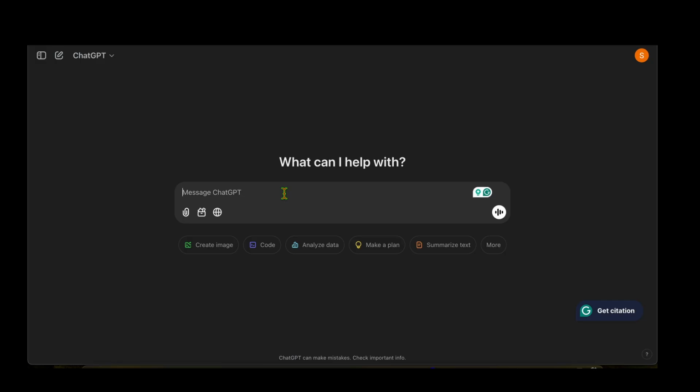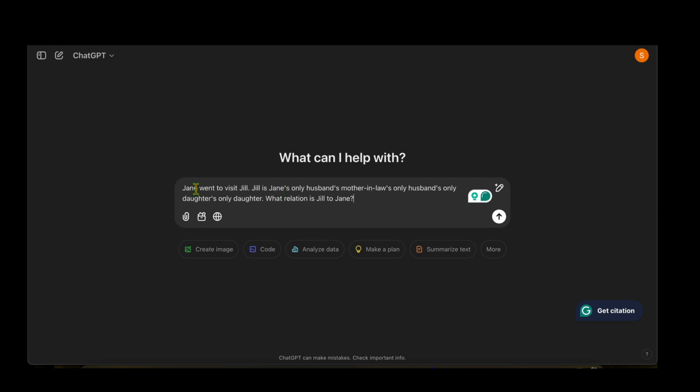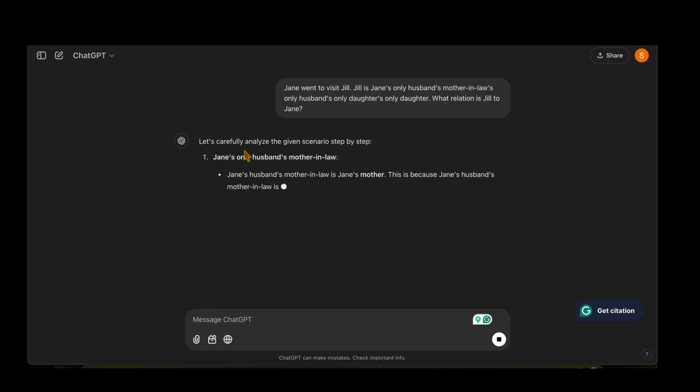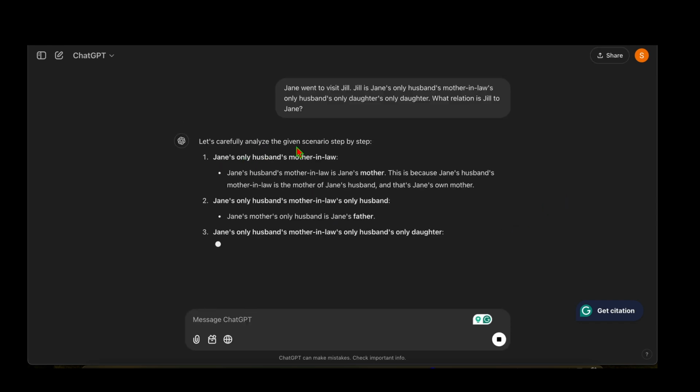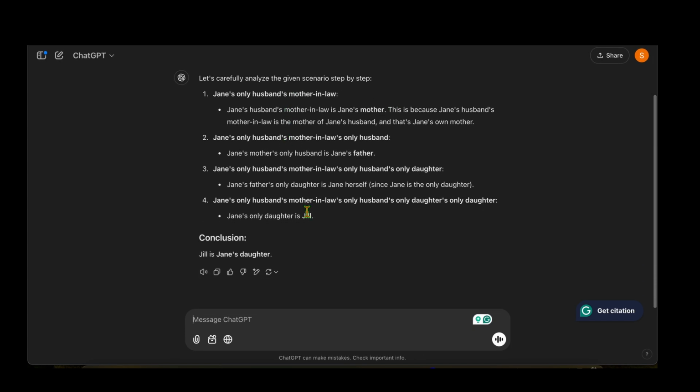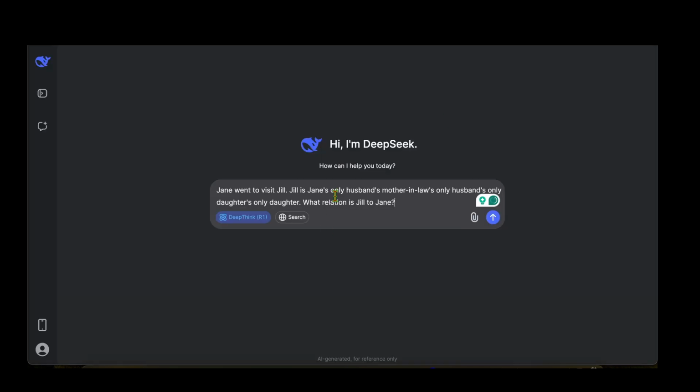Let's start with some reasoning questions. I'm asking, Jane went to visit Jill. Jill is Jane's only husband's mother-in-law's only husband's only daughter's only daughter. What relation is Jill to Jane? So let's ask ChatGPT first, and we can see that it started reasoning. Let's carefully analyze the given scenario step by step, and it comes up with this reasoning, and it says Jill is Jane's daughter. Now let's ask the same question to DeepSeek and see how it goes.